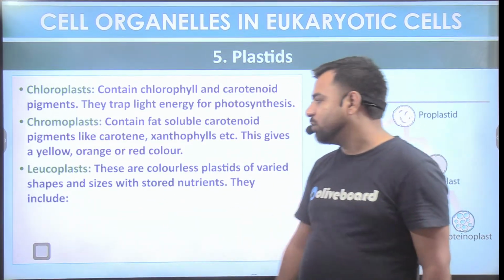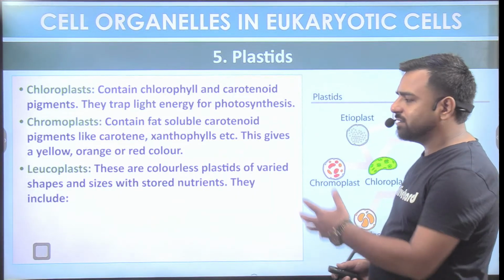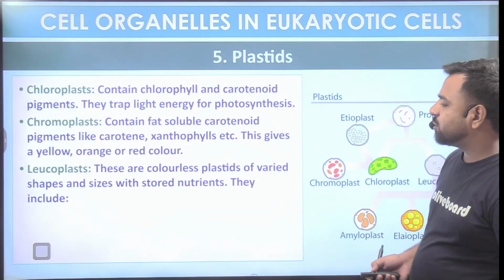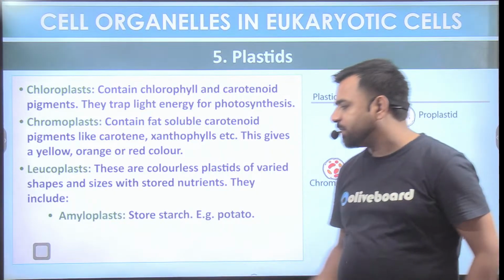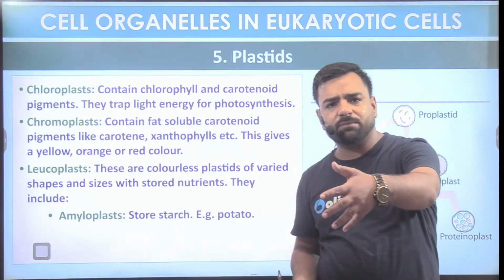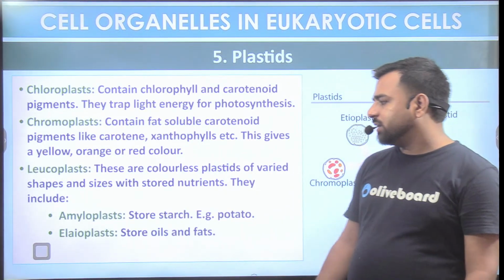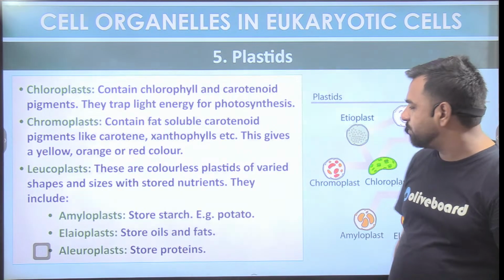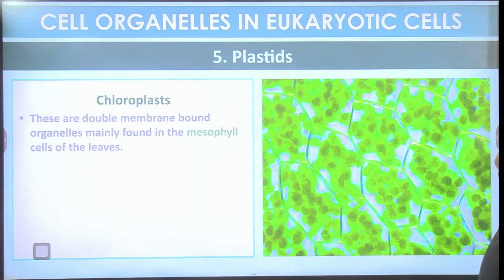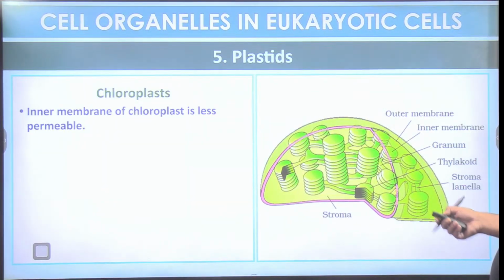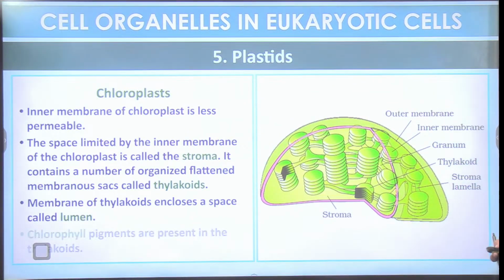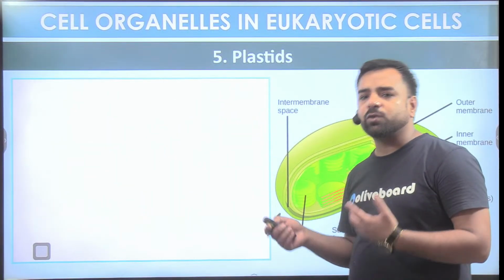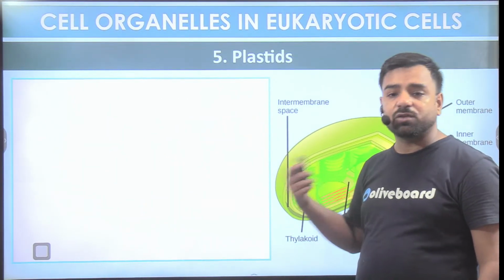And the third part was leucoplast. These are colorless plastids of various shapes and sizes with stored nutrients. They include amyloplast, which stores starch, for example potato. Then we have elaioplast, which stores oils and fats, and aleuroplast, which stores proteins. Chloroplasts are double membrane bound organelles, mainly found in the mesophyll cells of the leaves. In the structure, there are thylakoid discs and granum, which are involved in the photosynthesis phase. We'll discuss this in photosynthesis again.